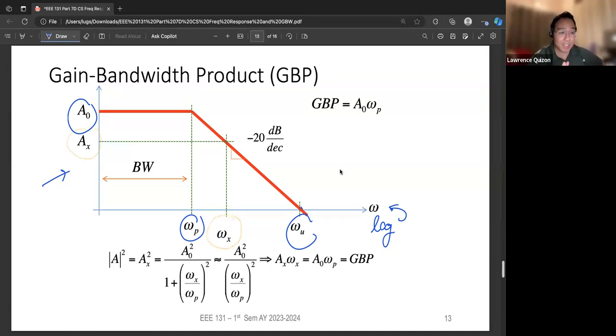Well, okay, it's not the x-intercept, no? It's at 0 dB, no? So it's your unity gain bandwidth. So you would get a 1 intercept, no? Not 0, not the x-intercept.